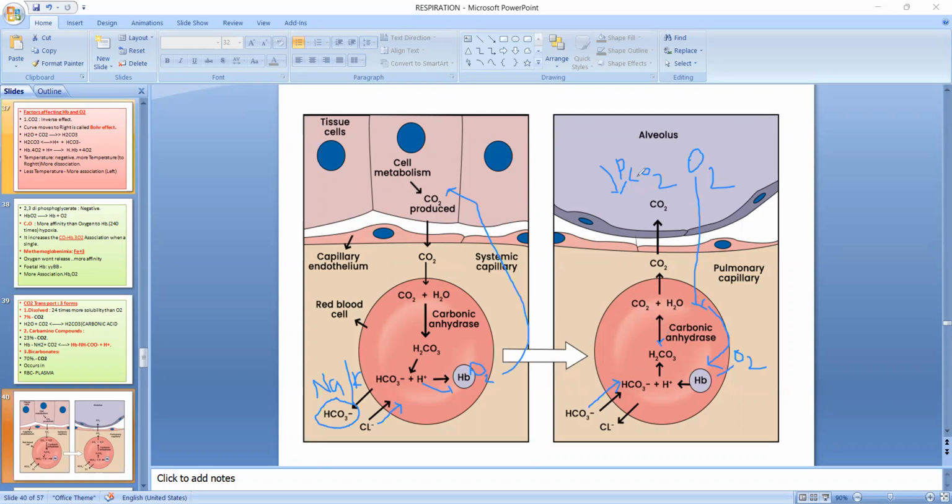Here there is less PCO2, here there is high PCO2, 45 here, 40 there. Okay, here it is 45. So 45 mmHg of PCO2 is there. So this high partial pressure of CO2 is diffused rapidly into the alveoli. It goes into the alveoli. Okay, this is shown here, right? So this is how the CO2 is transported through the blood in the form of bicarbonate. About 70% of CO2 is transported in the form of bicarbonates.